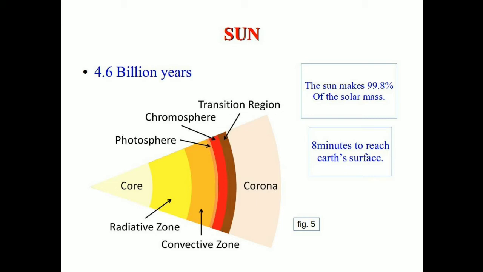Chromosphere or red layer is a thin layer of gas above the photosphere. The convective zone carries energy to just beneath the Sun's surface.